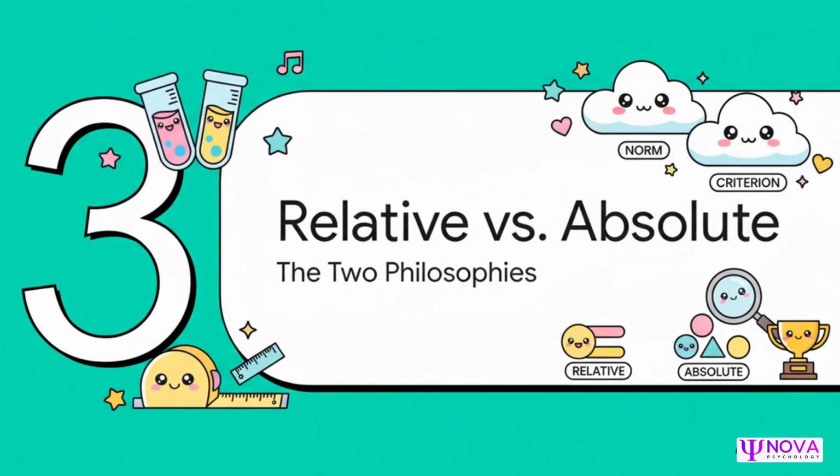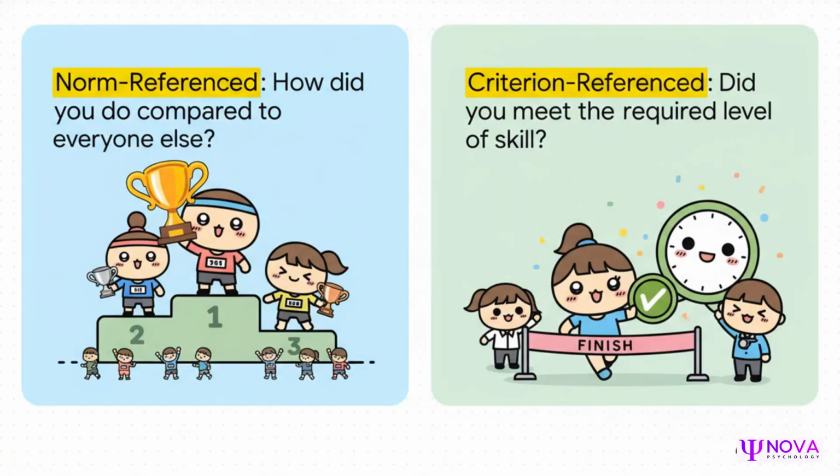Okay, so we get it. Norms give us context, but how we use that context is where things split into two very different ways of thinking, two competing philosophies of measurement. It's the clash between relative and absolute standards. My favorite way to think about this is to imagine a marathon. A norm-referenced approach asks, what place did you finish in? Were you in the top 10%? It's all about how you stack up against everybody else.